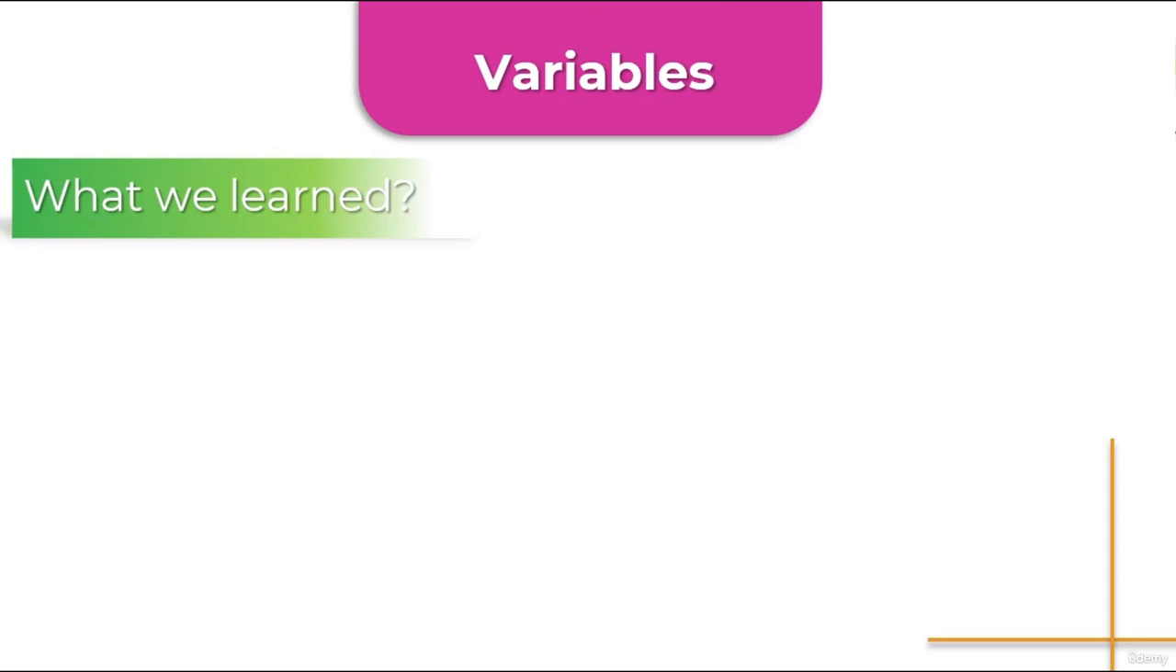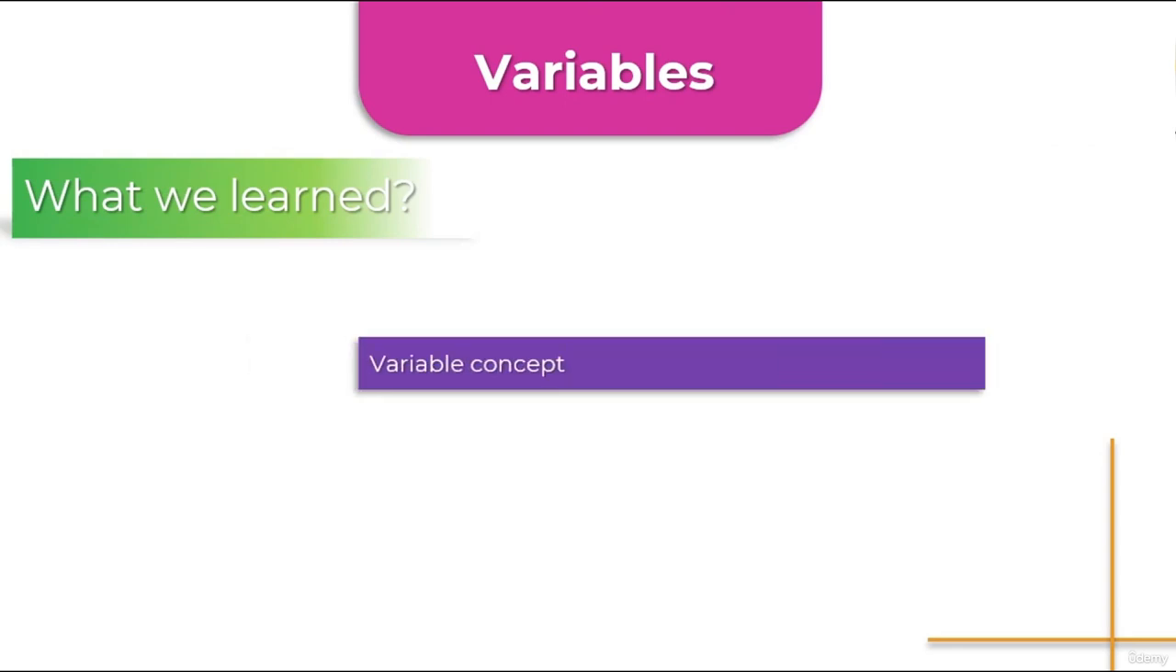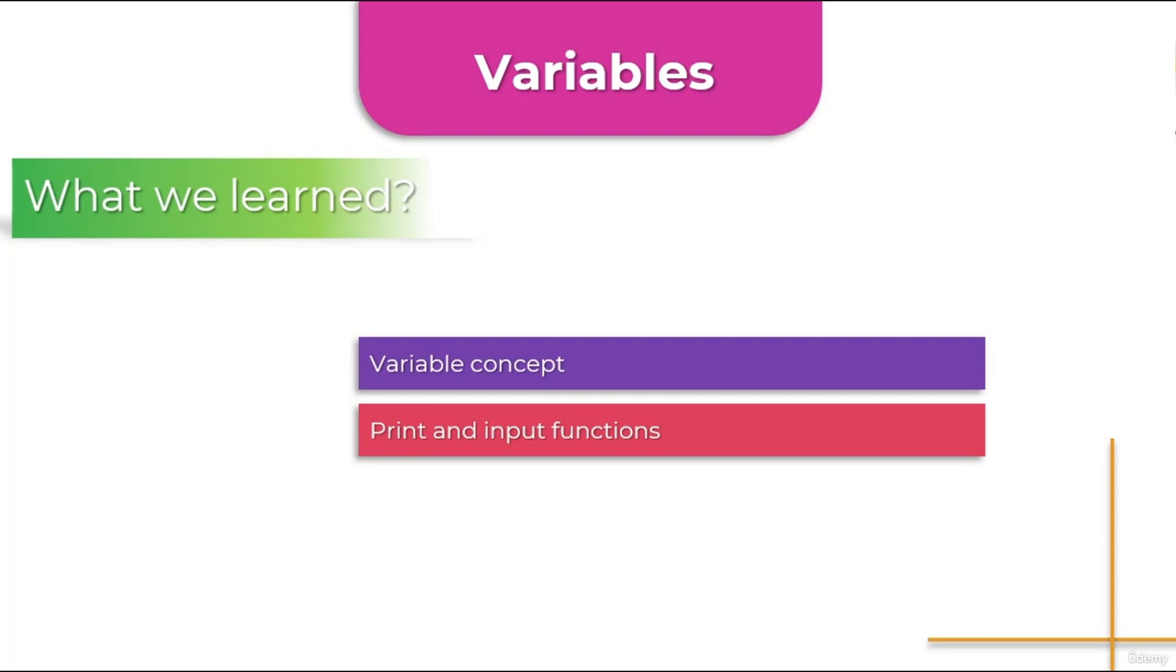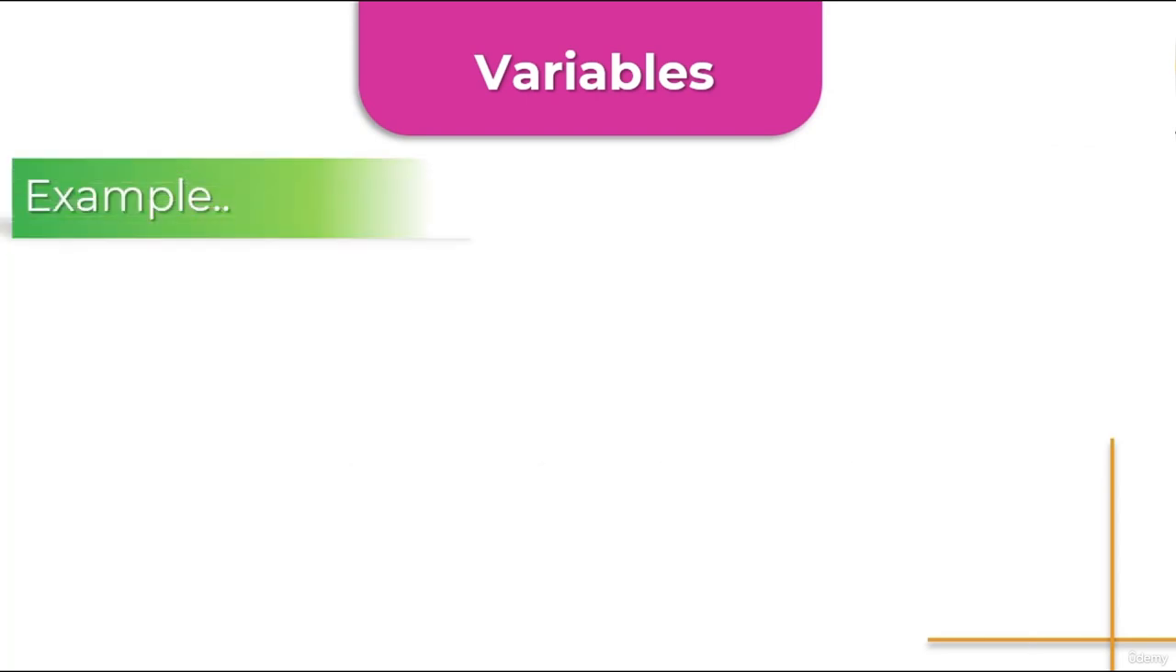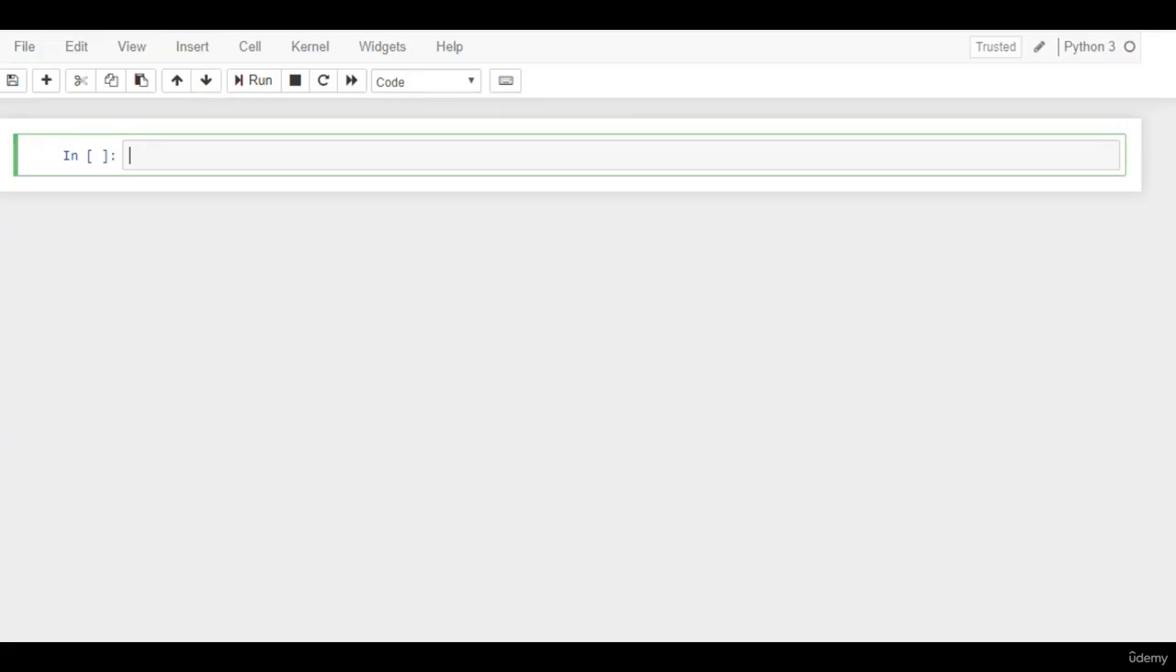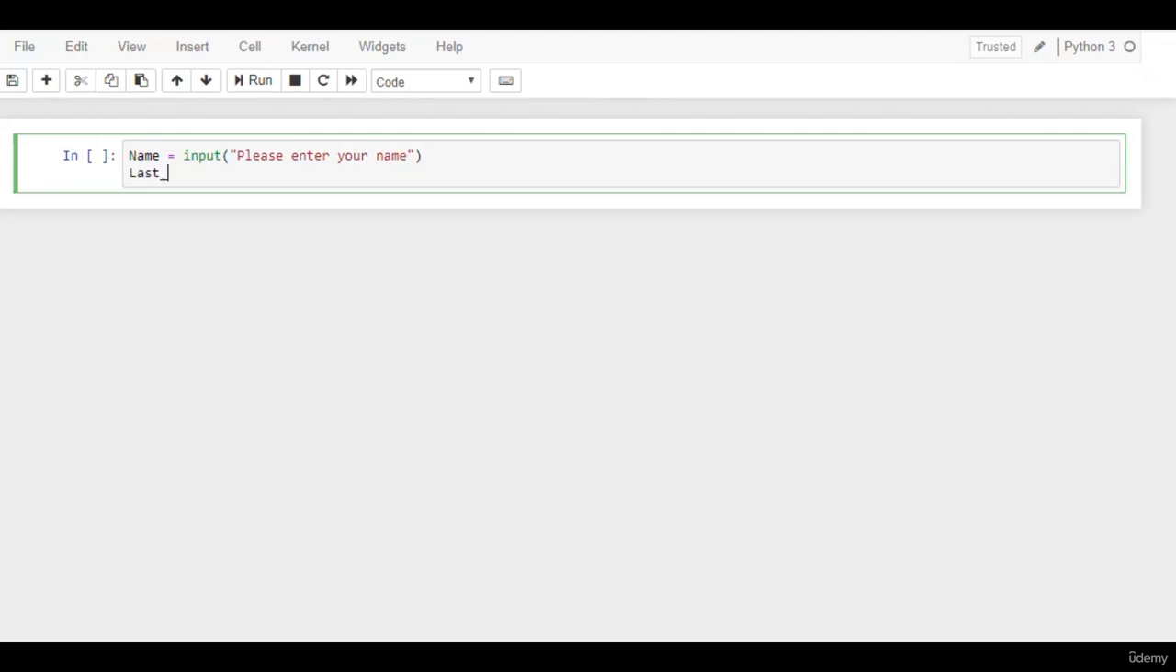So in this section, we've learned the logic of variables in Python, how to define variables, and how to use print and input as functions. Now we're going to make a simple example using what we've learned. Let's create a variable named name and ask for the value to be entered by the user. In the same way, we create a variable named last name and then ask the user to enter the value again.